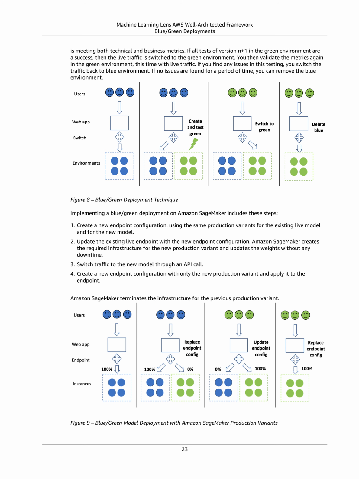1. Create a new endpoint configuration, using the same production variants for the existing live model and for the new model. 2. Update the existing live endpoint with the new endpoint configuration. Amazon SageMaker creates the required infrastructure for the new production variant and updates the weights without any downtime. 3. Switch traffic to the new model through an API call. 4. Create a new endpoint configuration with only the new production variant and apply it to the endpoint.